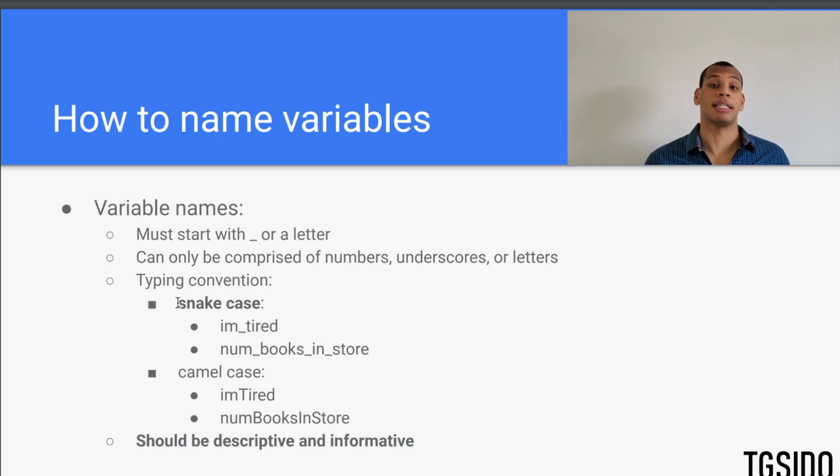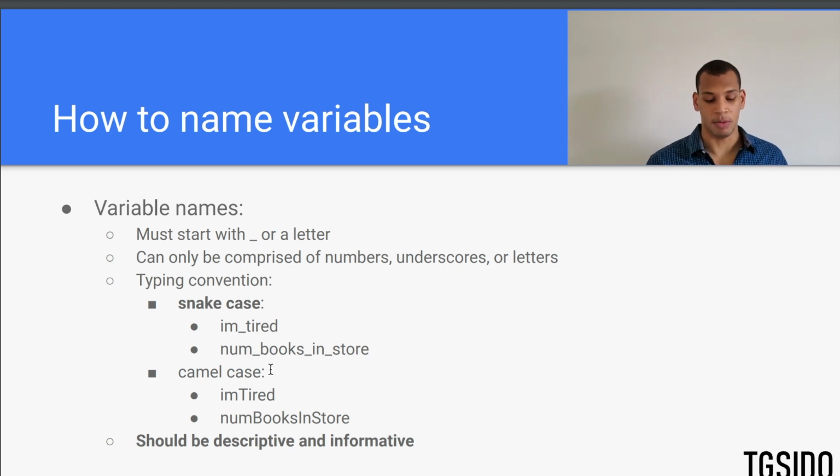We're going to focus on snake case, since snake case is super common with Python. We're working with Python, and so we want to have words separated with underscores. So we have i'm_tired, and then num_books_in_store. Camel case is a little bit different and is used in a lot of other languages.